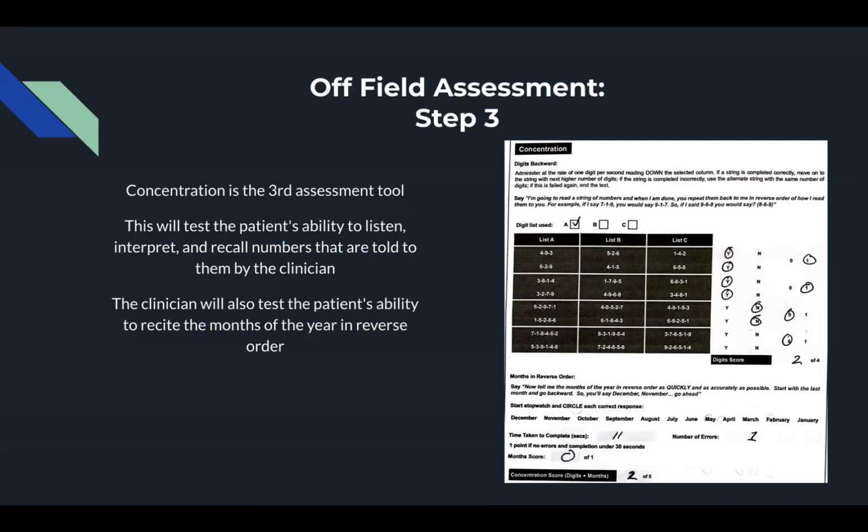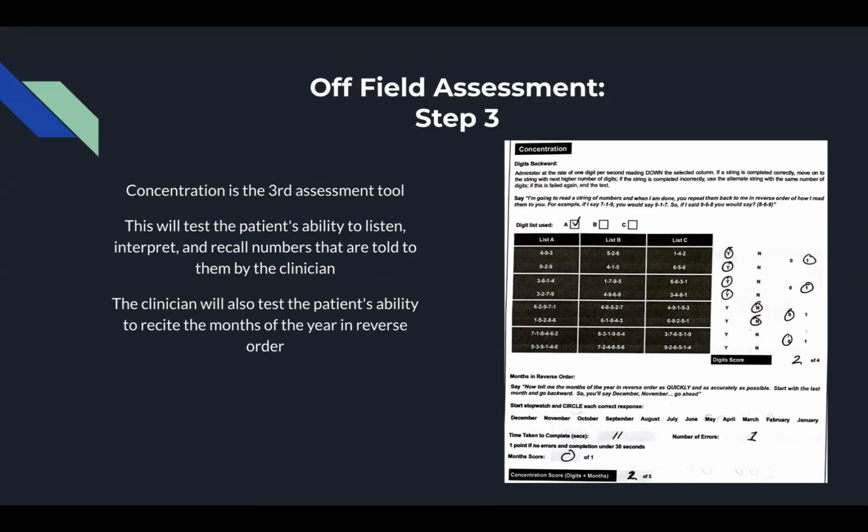The final thing on step 3 that they completed was the months in reverse order. As you can see, the directions say the clinician would look at the patient and say, now tell me the months of the year in reverse order as quickly and accurately as possible. Start with the last month and go backward. So you would say December, November, and go ahead.